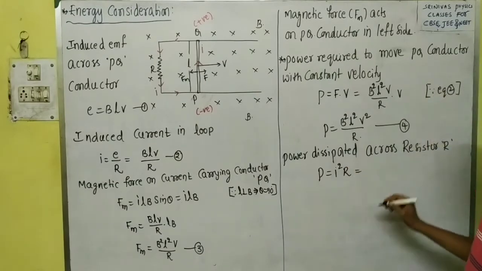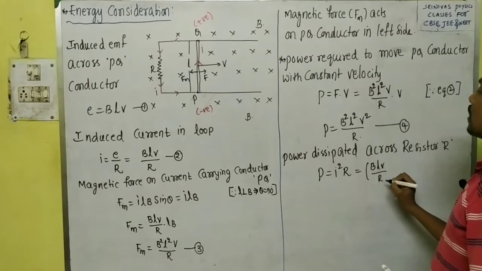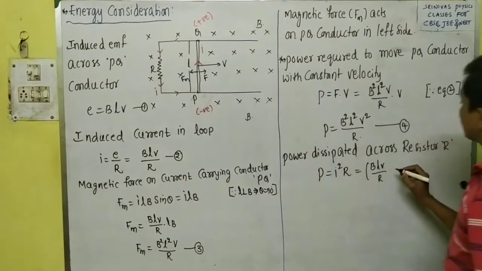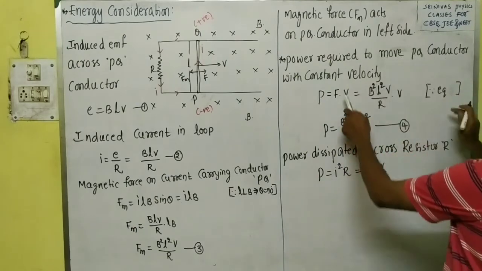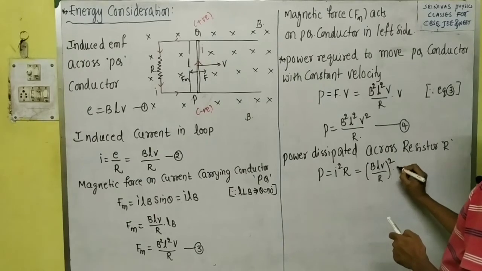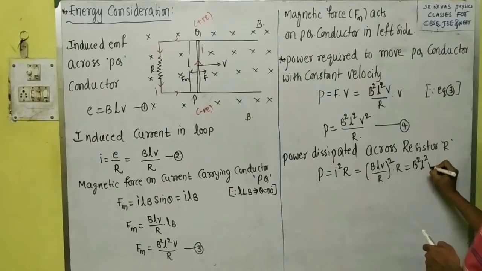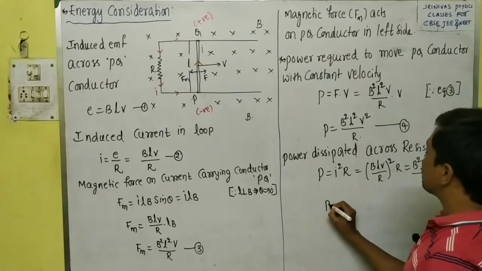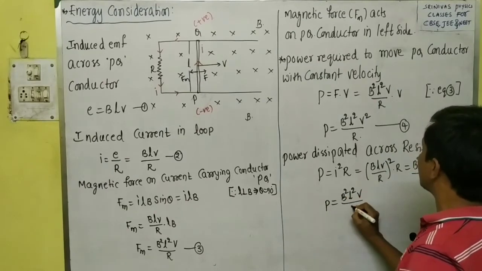We know already, where I is BLV by R from equation 2. Right here we write. This is equation 3. From equation 3 we write the formula, B whole square into R. You simplify this, that is B square L square V square by R square into R. This will cancel. Then the power dissipated we will get as B square L square V square by R.